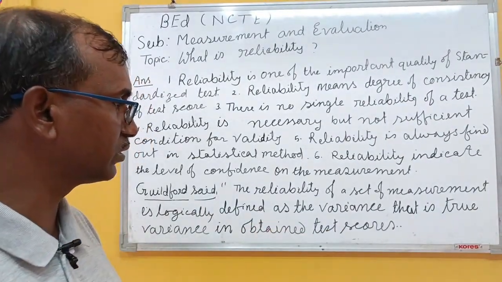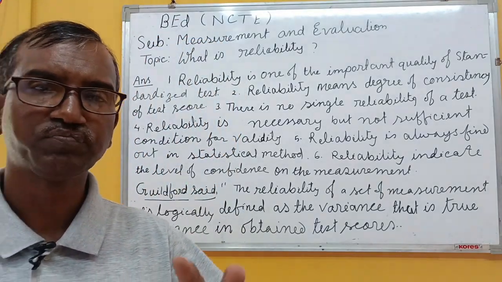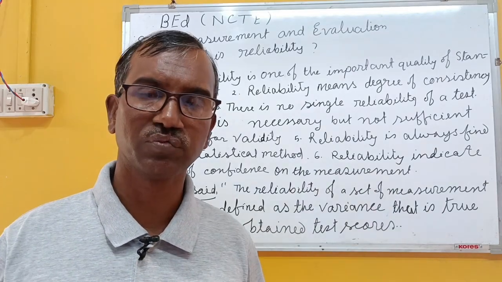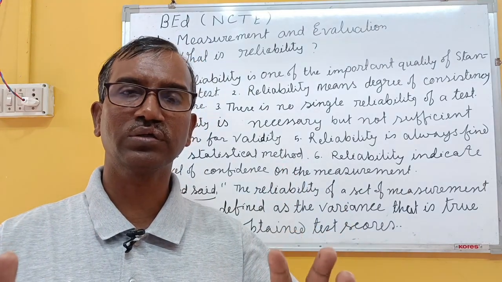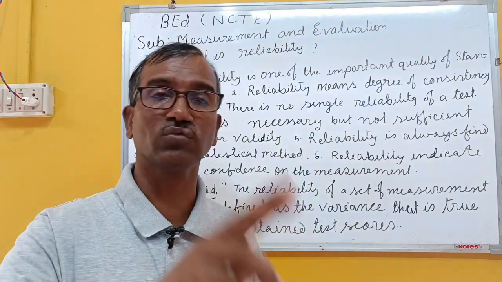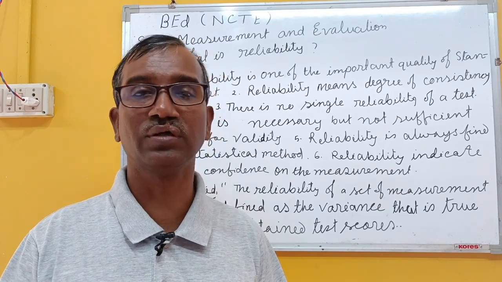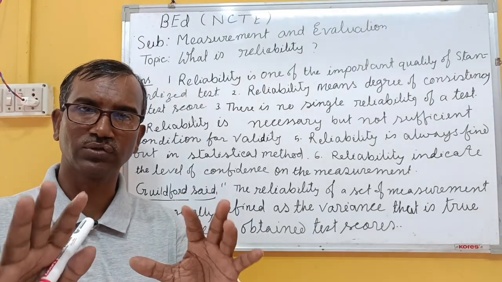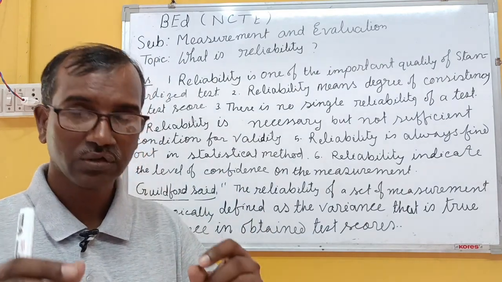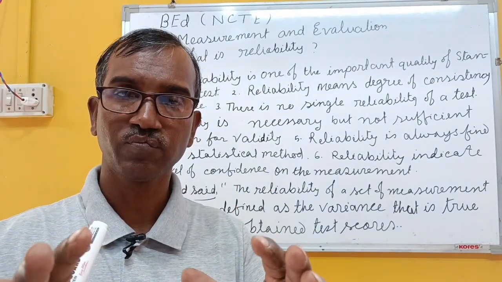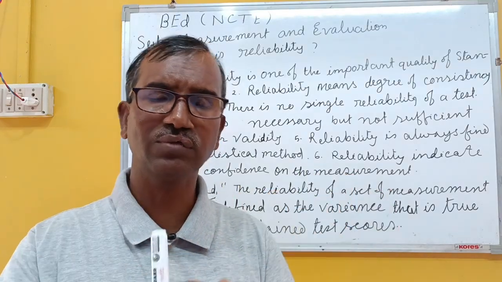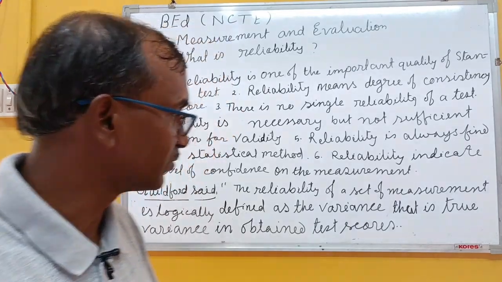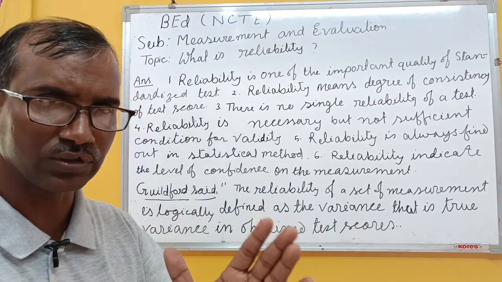So in obtained test scores, suppose two tests are applied on the same group of students or learners or children, and both tests show or indicate more or less similar scores, then we may say both the tests are reliable. So the variance must be very close.